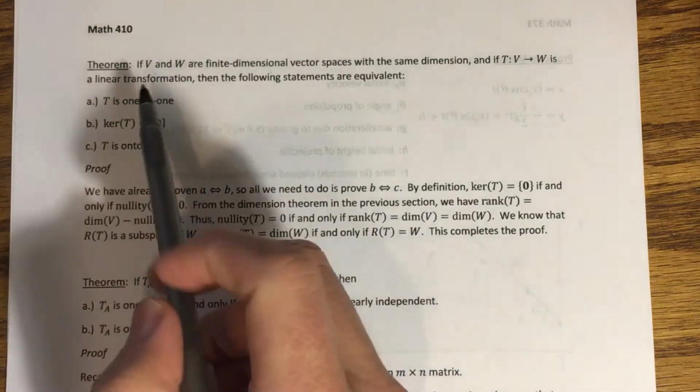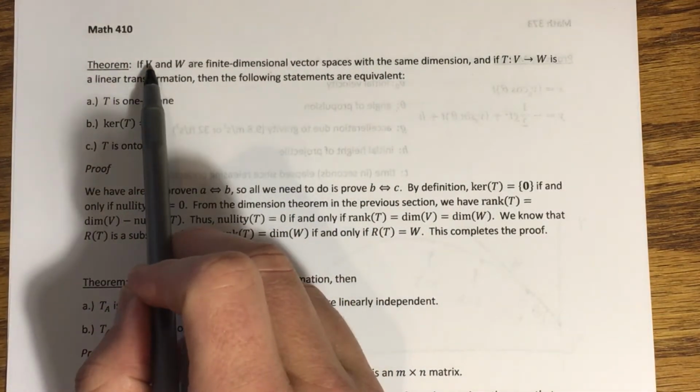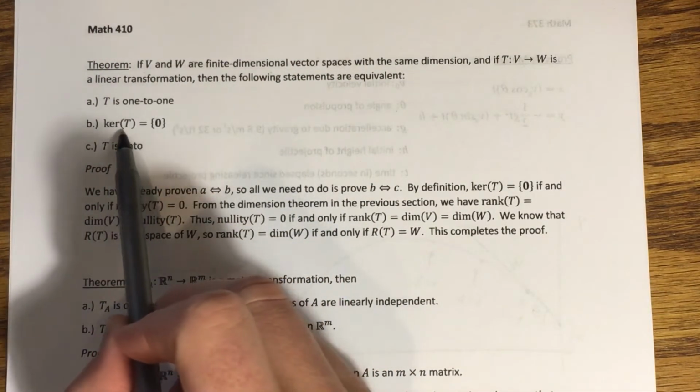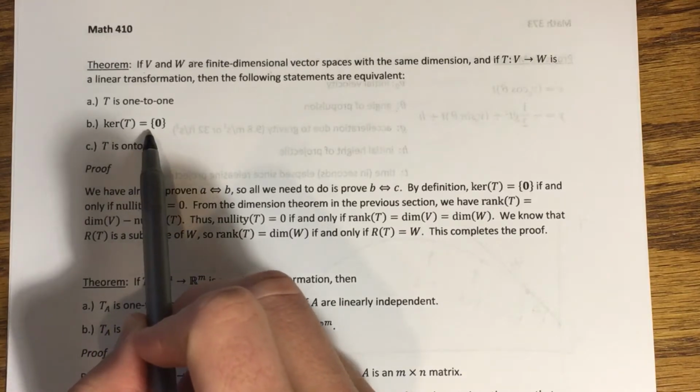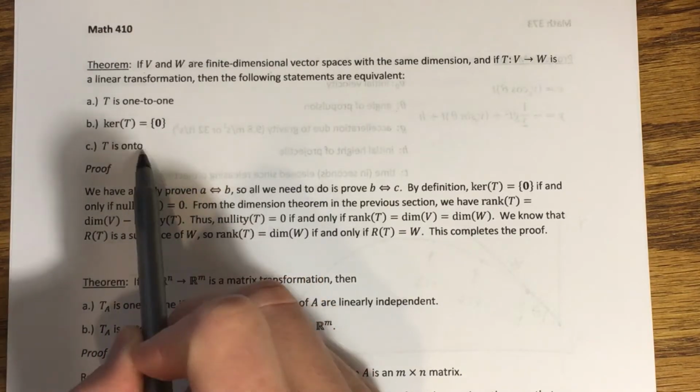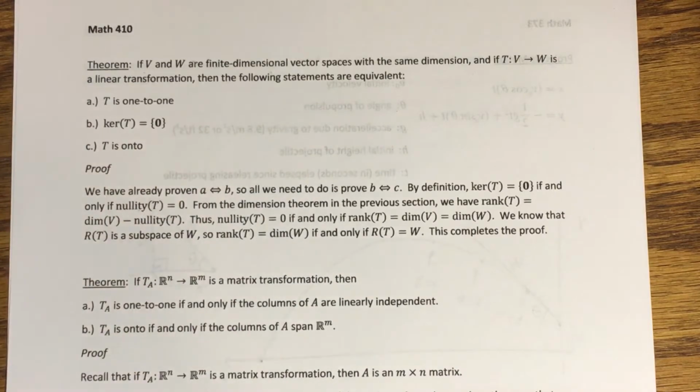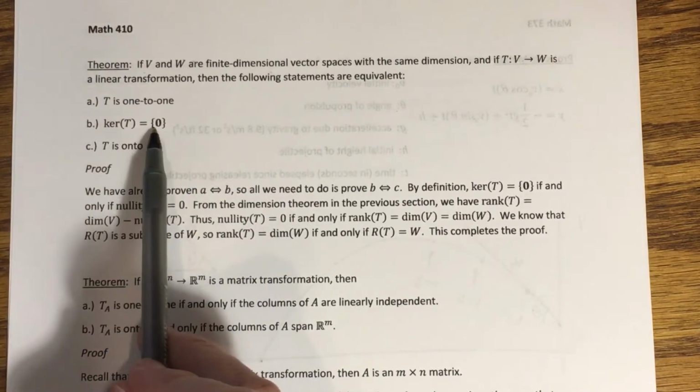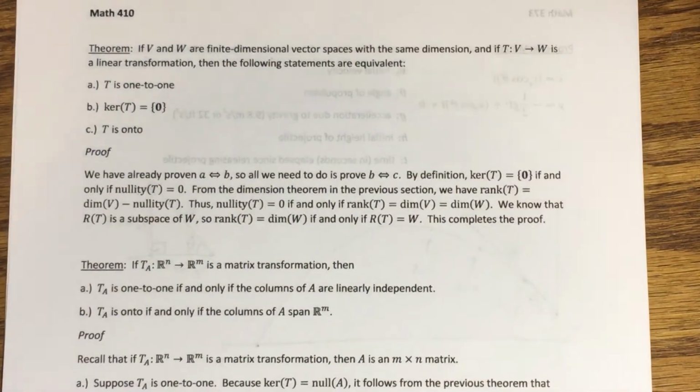But if you are dealing with two vector spaces that have the same dimension, simply establishing that the kernel of your linear transformation is the 0 vector, you get both of these automatically in that case. And we've done a couple of examples where we did this, and it wasn't really that hard to do.